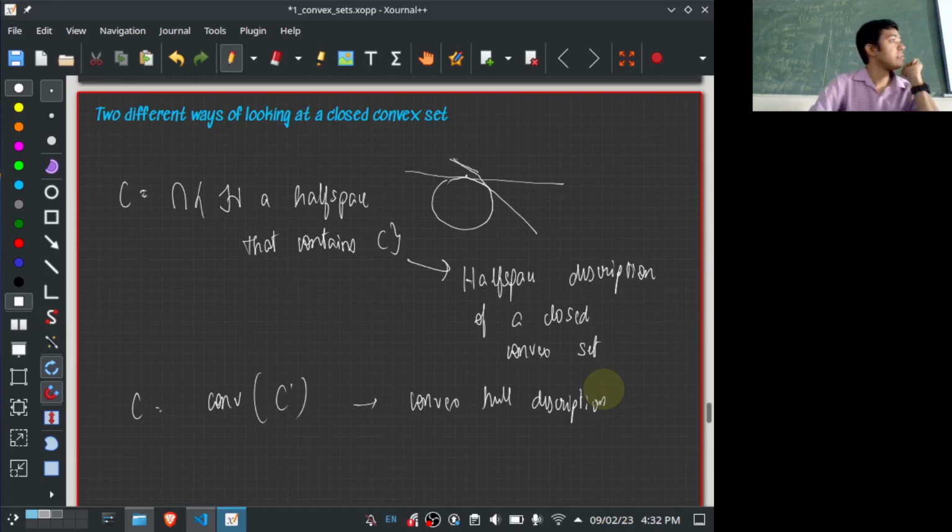So yeah. The second one is also for closed convex sets. For example, you take the open circle. Can you write this as the convex hull of any set? Not really. Right? You can't generate it as a convex hull. So we are only focused on closed convex sets.